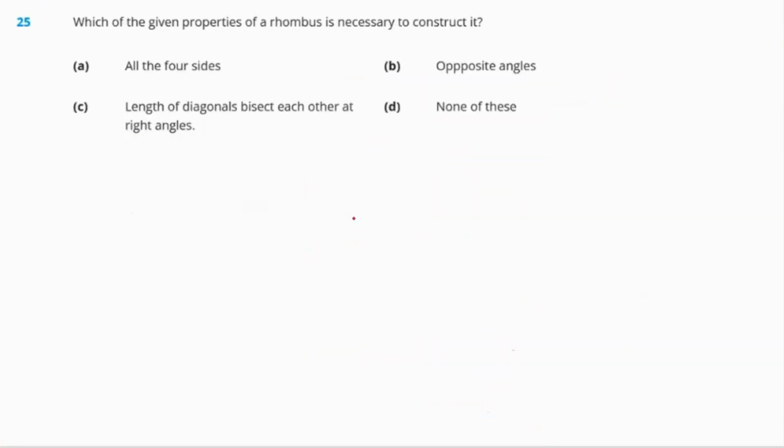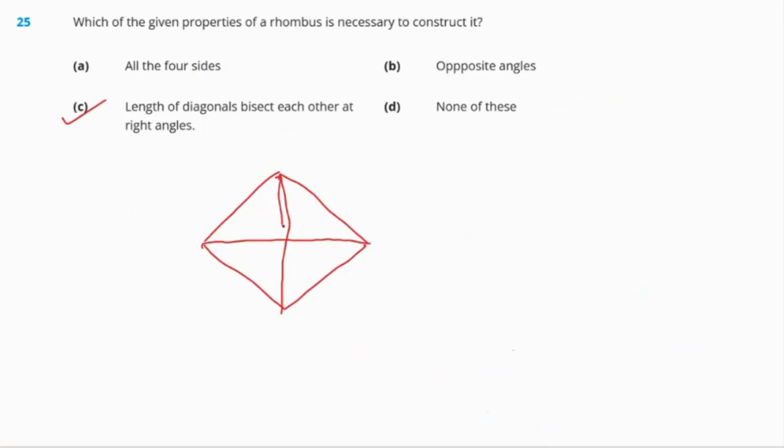Next question. Which of the given properties of a rhombus is necessary to construct it? To construct a rhombus, which property is necessary? So this is our rhombus. To construct this, among the options, the length of diagonals bisect each other at right angles, so this one is necessary.